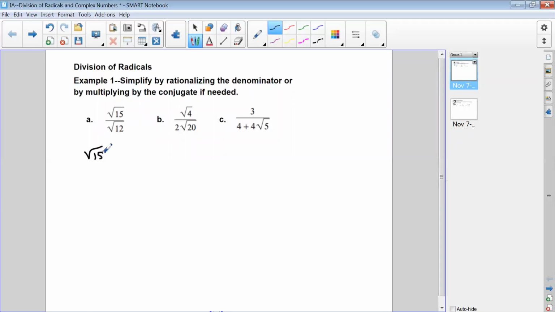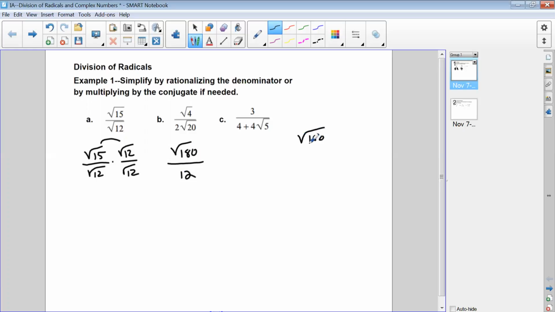Looking at part A, it's not considered simplified if I leave a radical in the denominator. So the process is to take the radical part in the denominator and multiply as a fraction. The square root of 12 divided by the square root of 12 is equal to 1, so multiplying by 1 doesn't change the problem. That gives me the square root of 180 in the numerator, and the square root of 12 times the square root of 12 is the square root of 144, which is 12.